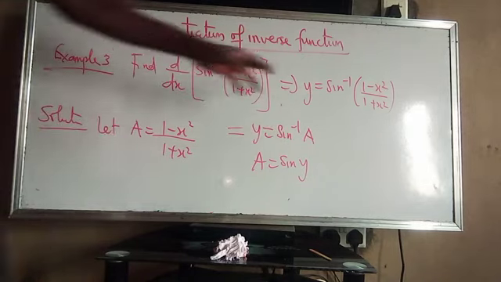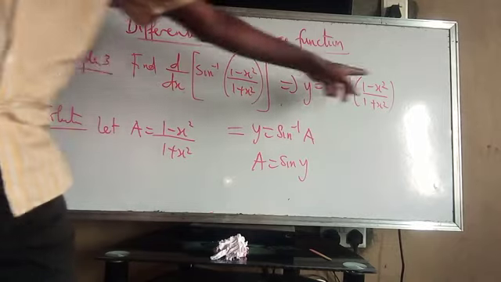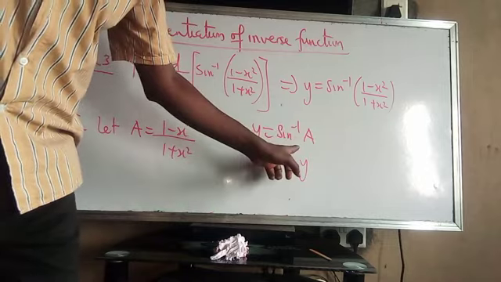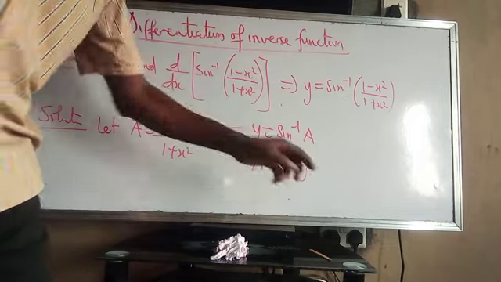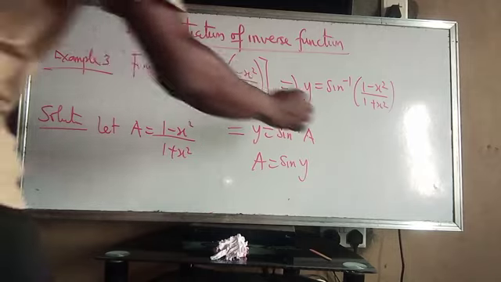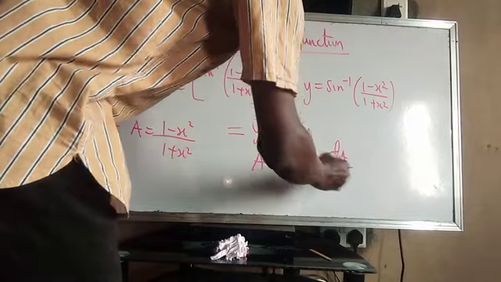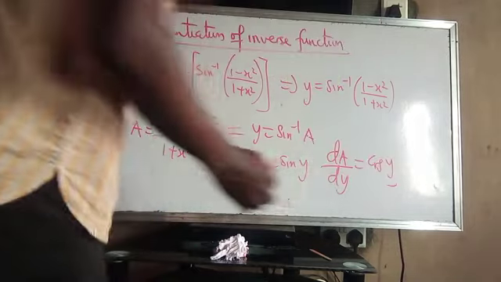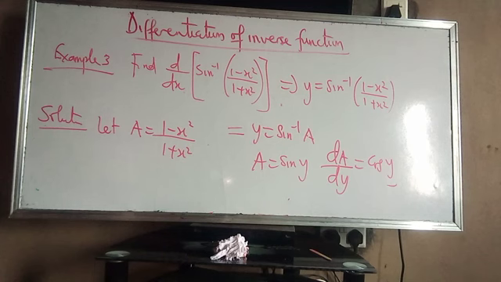Okay, now I say let a equals this. So which means I have y equals sine inverse of a. Okay, so a can be sine y. So we have dA/dy equals cos y. I hope you understand that. dA/dy equals cos y.